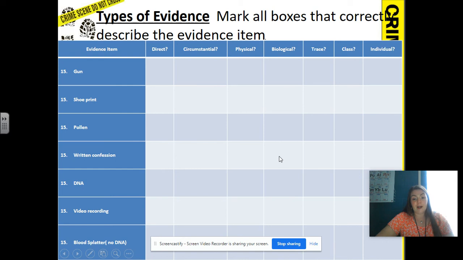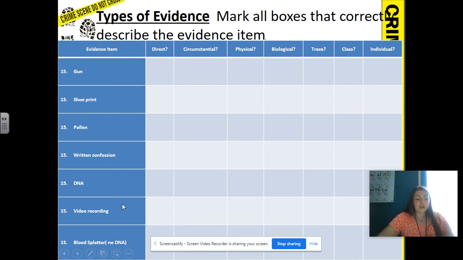Is that physical or biological? Well, it's physical. It's just a piece of paper. Trace, no. Written confession would be on a sheet of paper. That's not small. Class versus individual. Now, since it is a written confession, the fact that he handwrote it, handwriting is actually individual evidence because we can individualize our different types of handwriting styles.